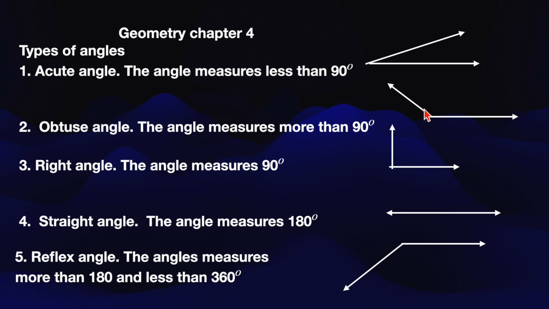Obtuse angle, the measure of the angle is more than 90. Right angle, the angle measures 90 degree. This is 90 degree. Straight angle, the angle measures 180. So here this is 180. Reflex angle, the angle measures more than 180 but less than 360. So this angle is reflex angle.